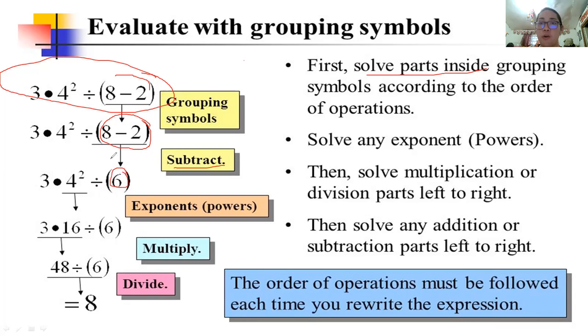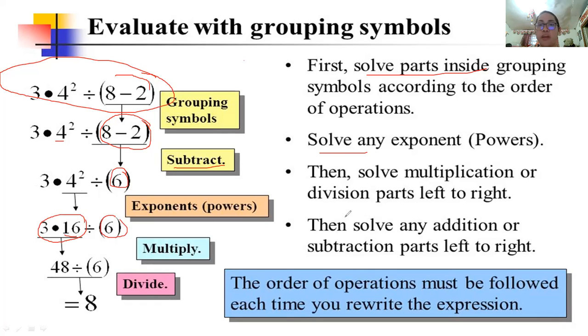Next, we're going to solve any exponent or powers. Can you see it? Yes, very good, the 4 squared. 4 squared can be simplified into 16. 4 squared is 4 times 4, that gives you 16. So we now have 3 times 16 divided by 6.